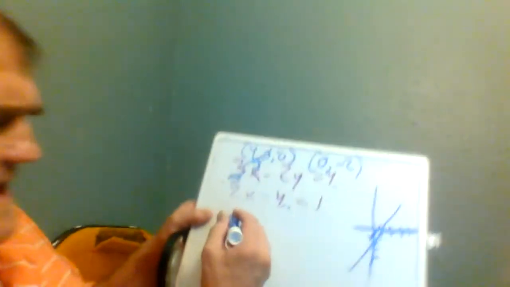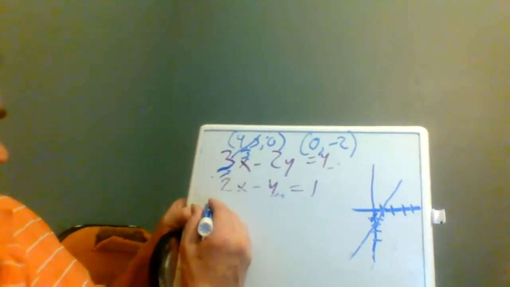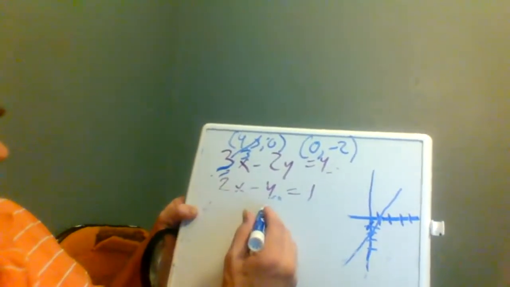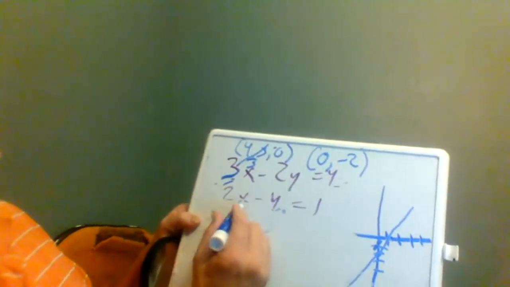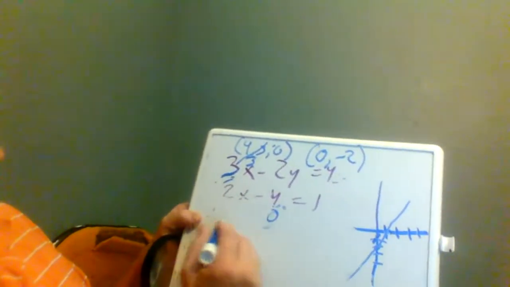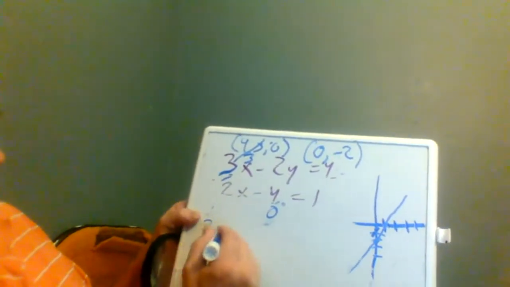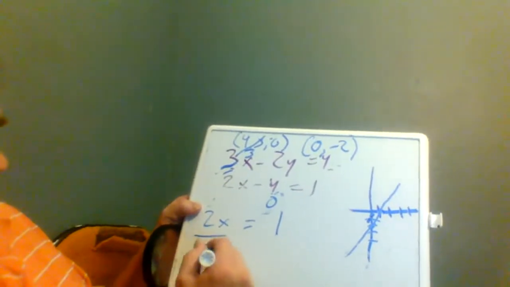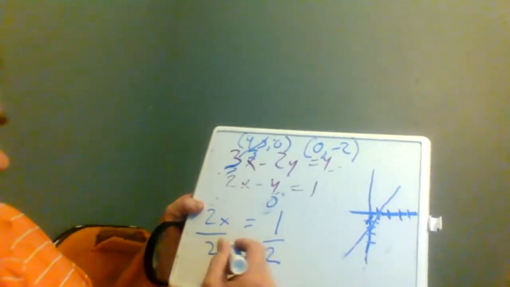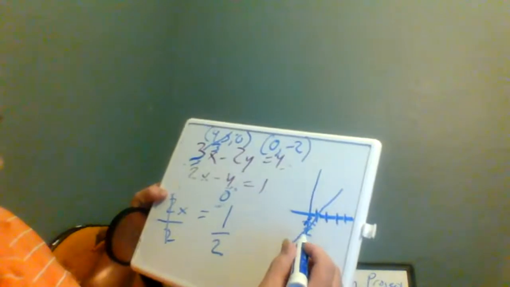I don't know if that looks right or not. Let's try that again. You have 2x, and y becomes 0. Let's solve for x, so y is 0 right there, and you've got 2x is equal to 1. Divide by 2, that's 1 over 2. X will equal 1 over 2, which is 1 half.